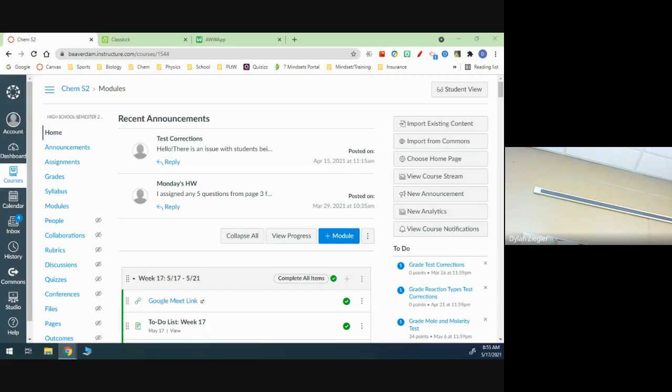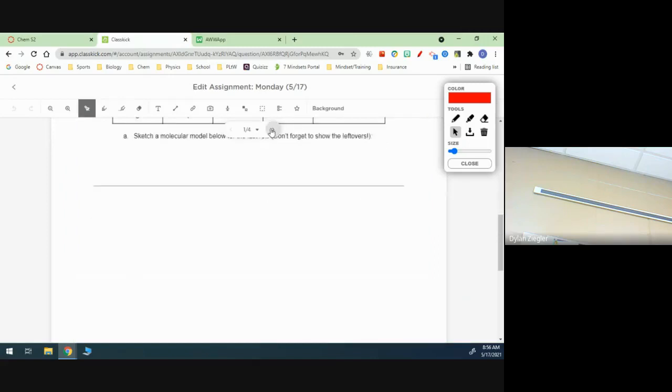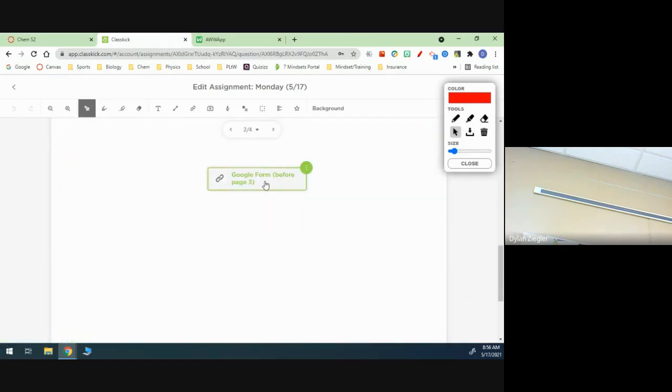Did they already? Yeah. No. Okay. No, yeah, so once they finish pages 1 and 2, there should be a link for them to go to the Google form before they do page 3.